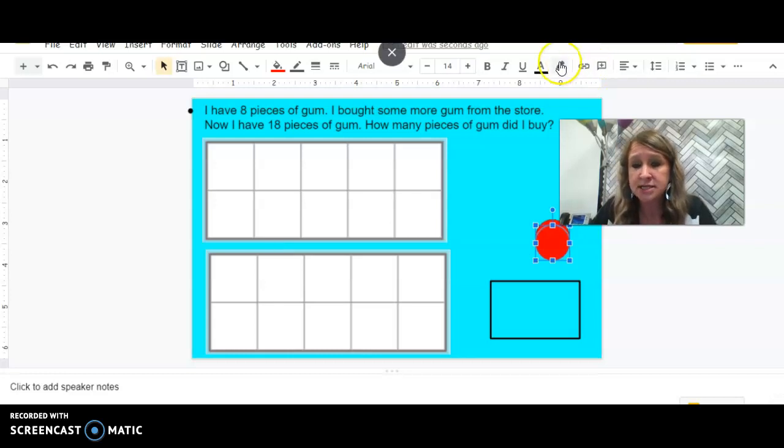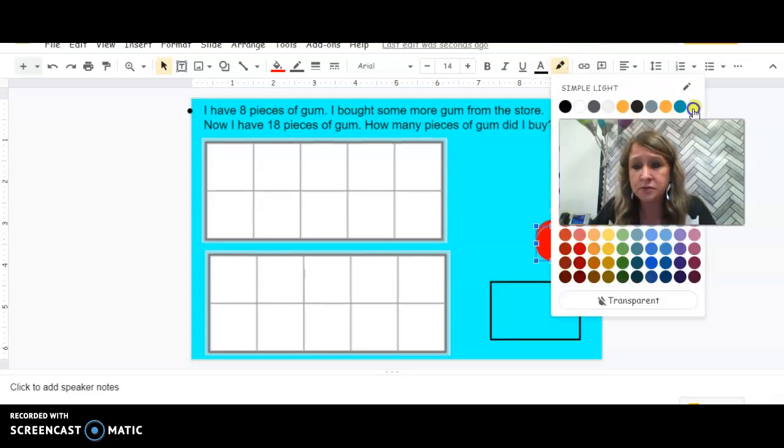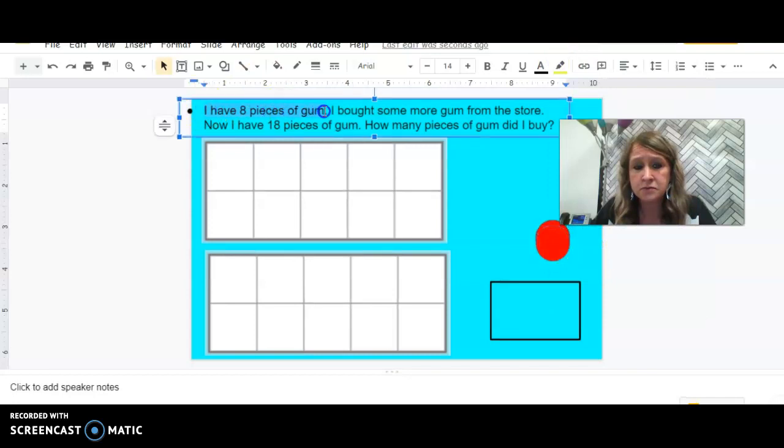So my start is unknown. No, my start is known. I have 8 pieces of gum right there. So I have to read it again. Highlight the important information. I have 8 pieces of gum. That's known. The change is unknown. I bought some more from the store. I don't know how many I bought, but I do know how many I have now. I have 18 now.